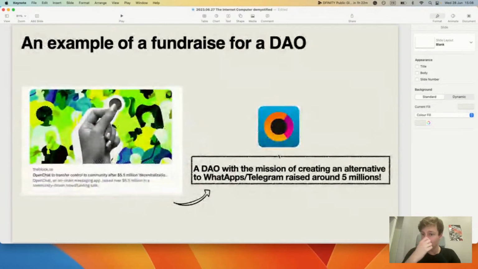The first example that we've seen of a completely on-chain DAO on the IC that has raised a lot of funds is the DAO that has for mission to build an alternative to WhatsApp and Telegram. And this DAO has raised around 5 million. So at the moment, there is a team dedicated to build this software, and to build the community and the infrastructure for OpenChat. But the whole code is already on chain and completely decentralized after the fundraise. So we'll see a bit more how it works here.